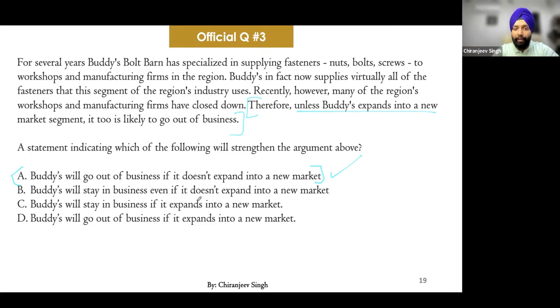Let's look at option B. If it doesn't expand, it will stay in business. This is exactly the opposite of what we want. So this is out.